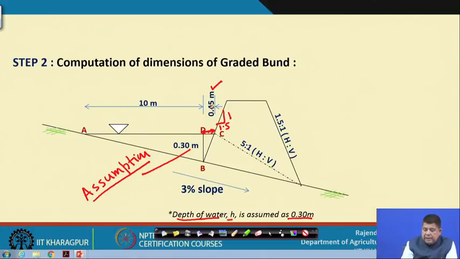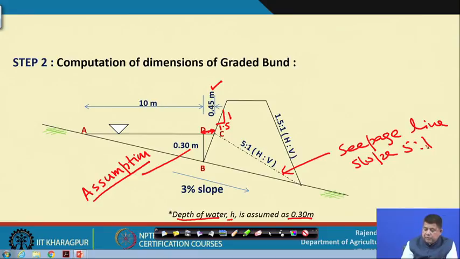And then again this is sandy soil. So, again this is a seepage line, and the slope is being taken as 5:1 because it is a sandy soil. So, all these design parameters are here in front of us, and then we have to decide on the total height and the base width and the top width, and then we have to see that it should be able to handle the discharge for which it is being designed.